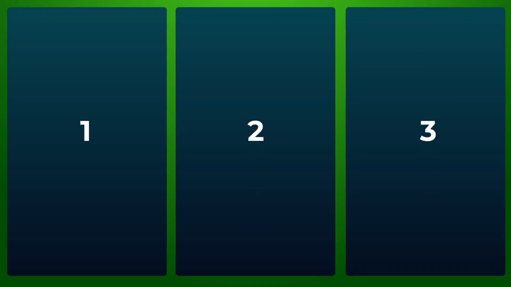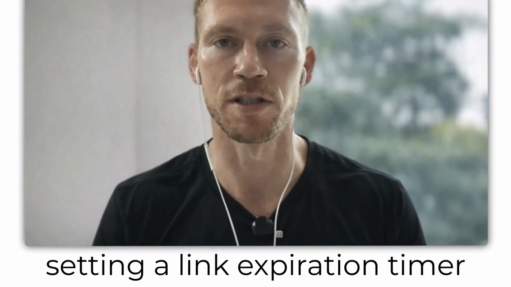We'll get into the full setup in a minute, but first, you need to understand the 3 layers of digital security. The first layer of protection is setting a link expiration timer.